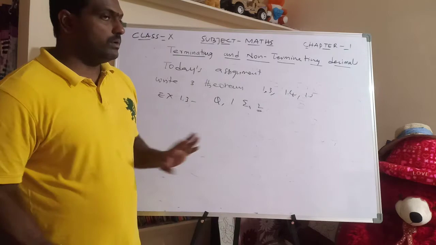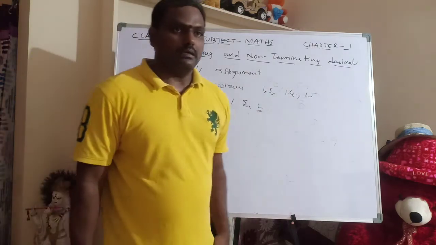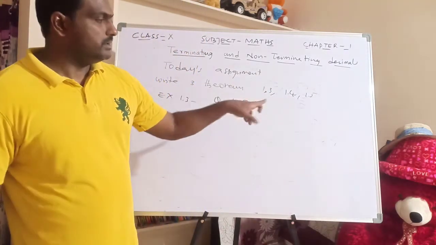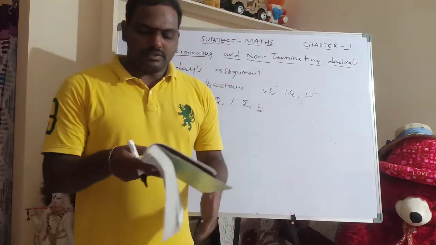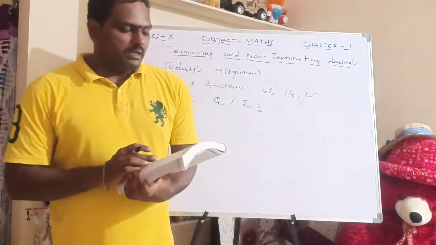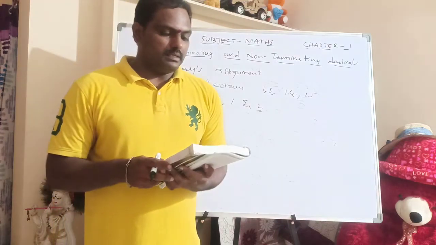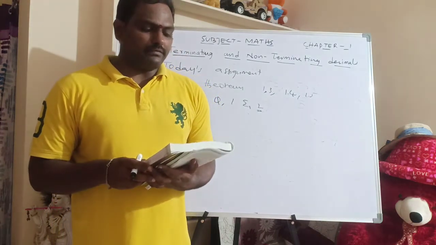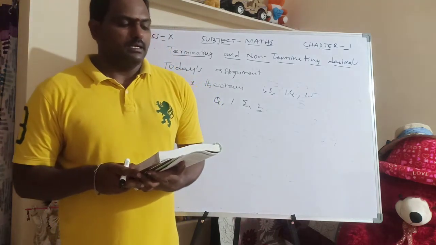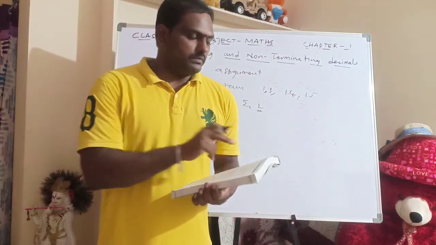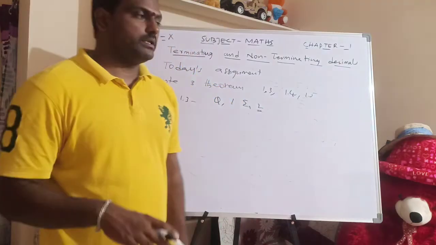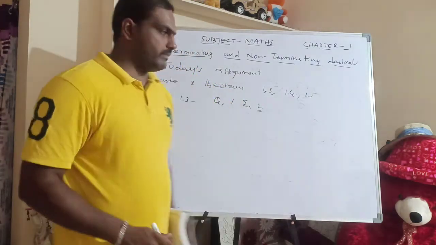Now in this case, we don't do the division. We have to follow the previous method, that is converting the denominator into prime factors. This you have to do. Okay. And question number 3: write the following rationals in decimal form using theorem 1.1. So here, without doing the division also, we have to write in decimal form.